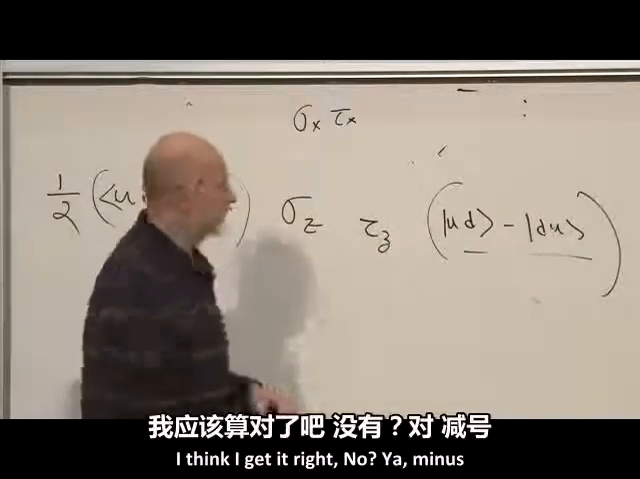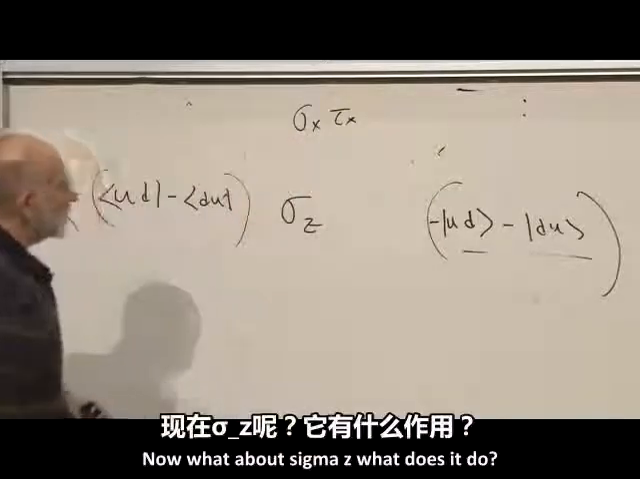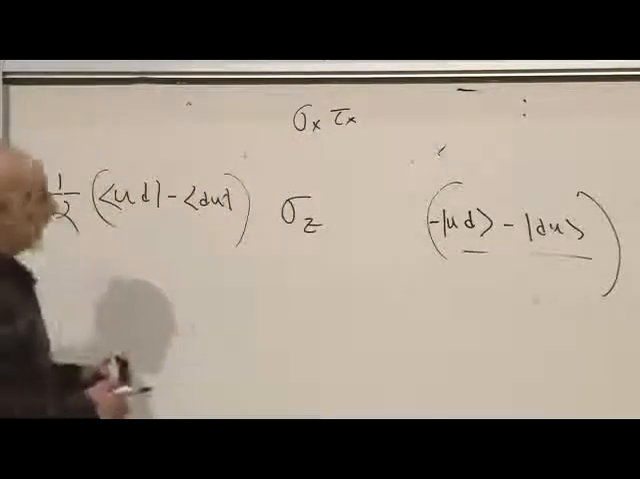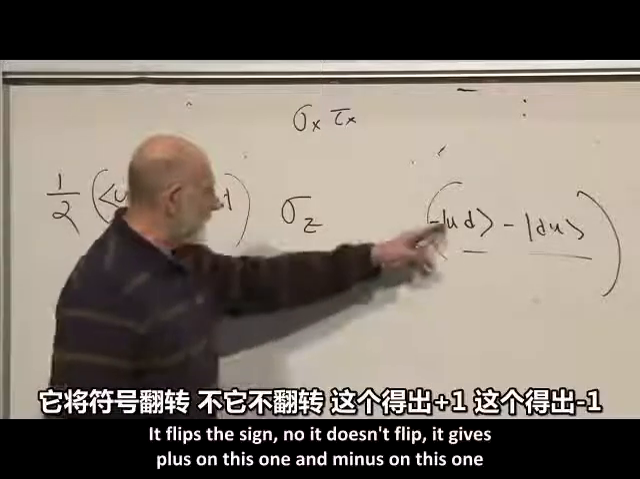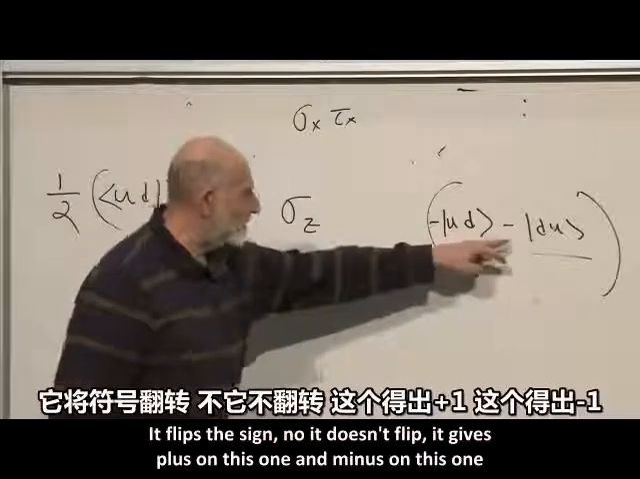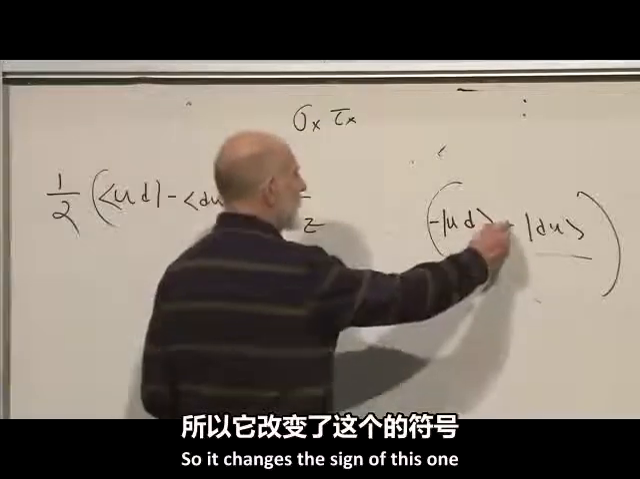No? Yeah, okay. Minus. Now, what about sigma z? What does it do? It flips the sign. No, it doesn't flip. It gives plus on this one and minus on this one. So it changes the sign of this one.